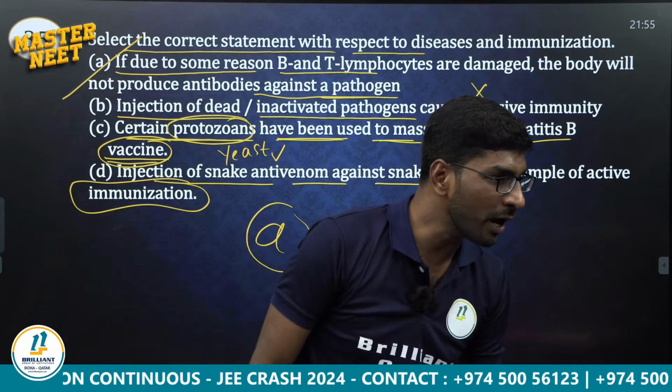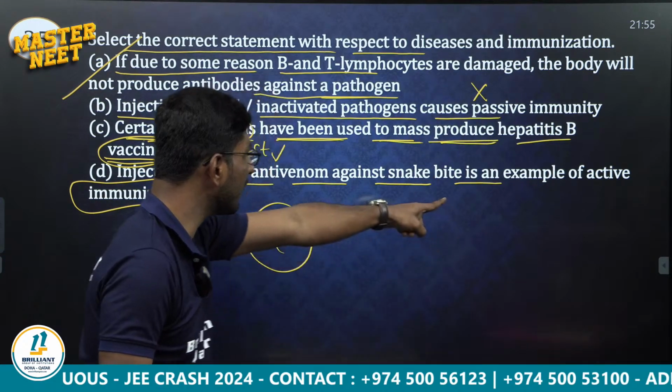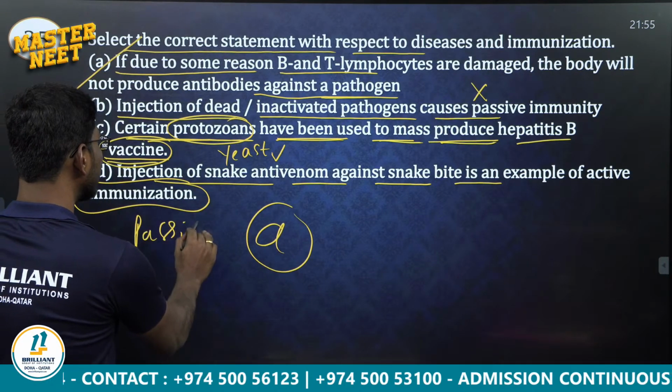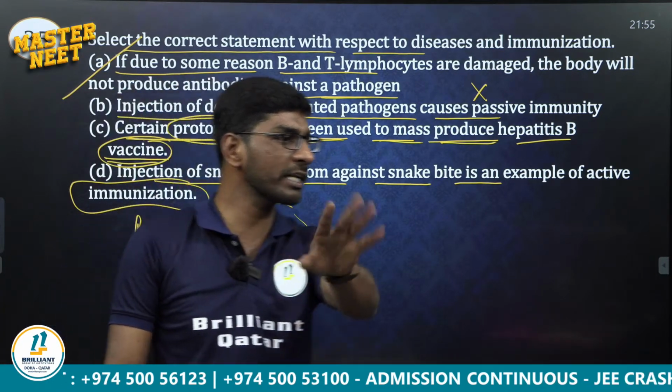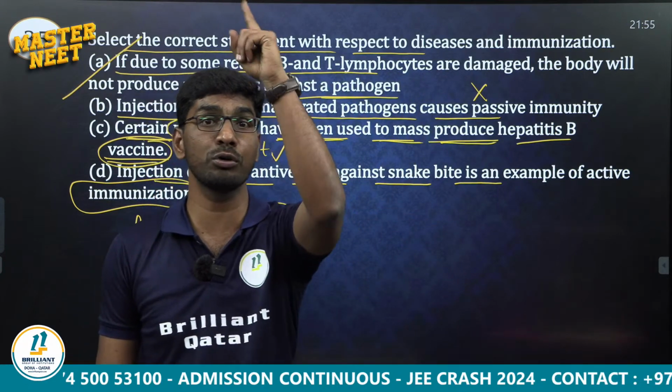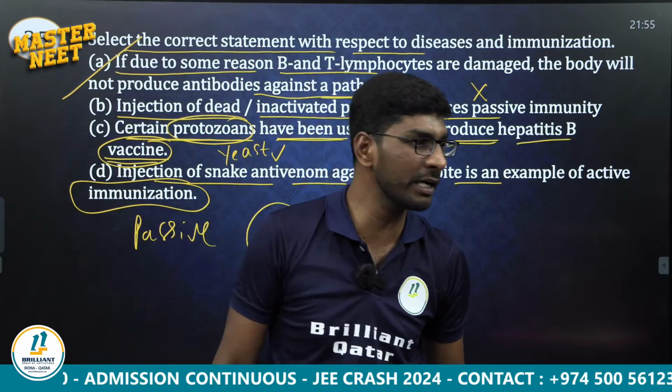What's wrong in D? In D I said what? Tell me. In D, example of active immunity. Snake bite is passive, my dear. It is a passive one. So answer is, don't get confused beta. Don't get confused. Okay, no problem. Small mistakes will happen. This mistake should not be repeated in final examination. Am I clear, Reem? No problem beta.